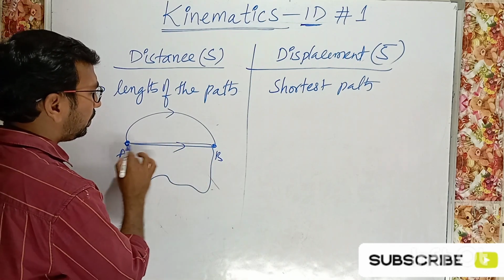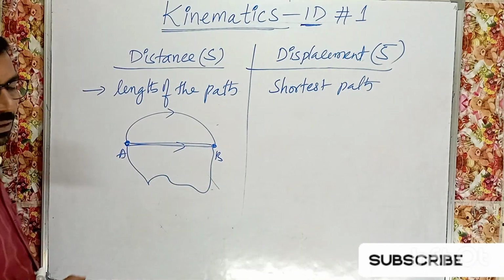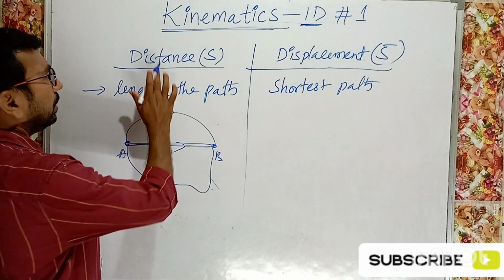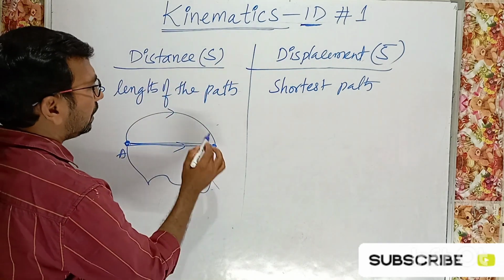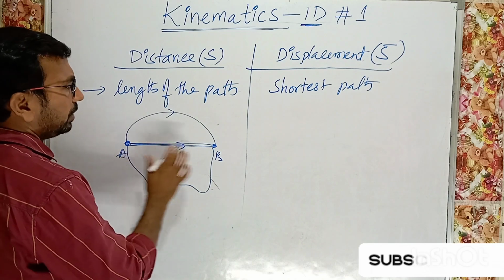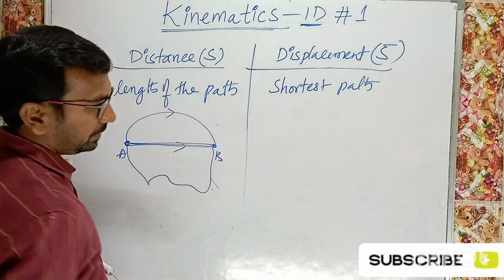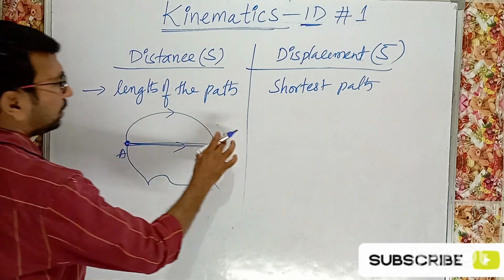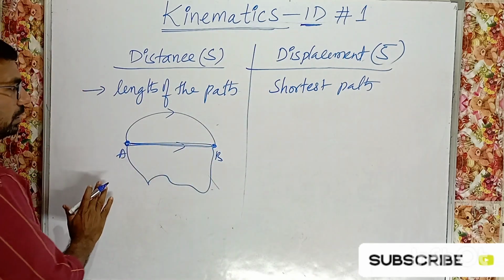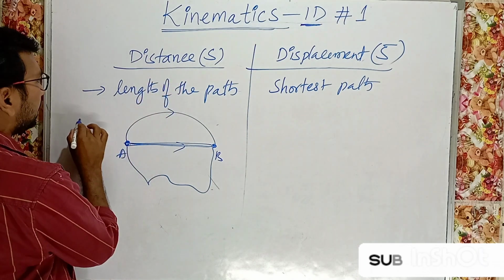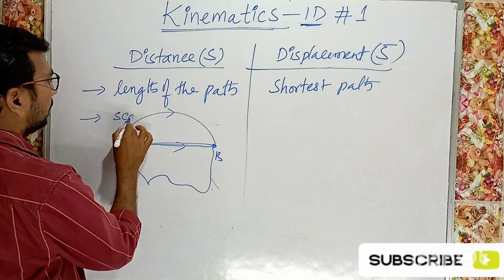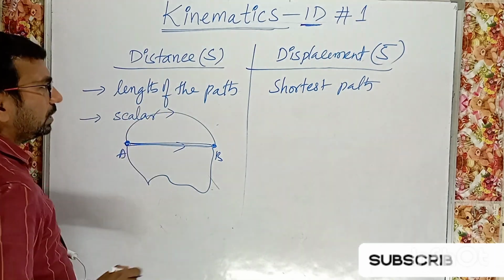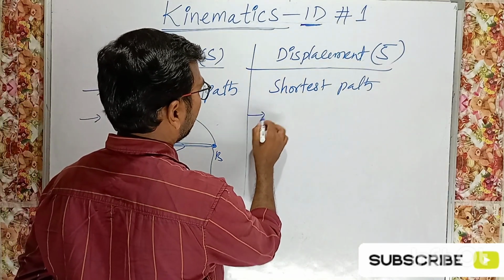This shortest path is called what? Displacement. Length of the path is called what? Distance. Shortest path from the initial position to the final position is called displacement. Distance is a scalar physical quantity, and displacement is a vector physical quantity.